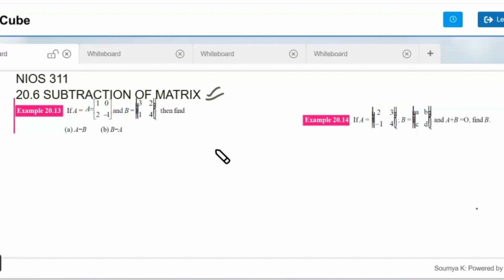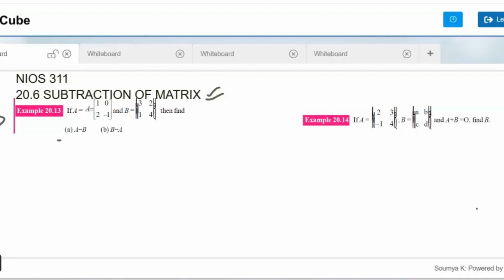Let's begin. We are going to see example of subtraction of matrix. For subtracting two matrices, you have to first check whether they are in the same order, and if their order is same, then you can go for subtracting. Already addition we have seen, subtraction is similar to addition, the method followed is the same. So let's see how to do it.